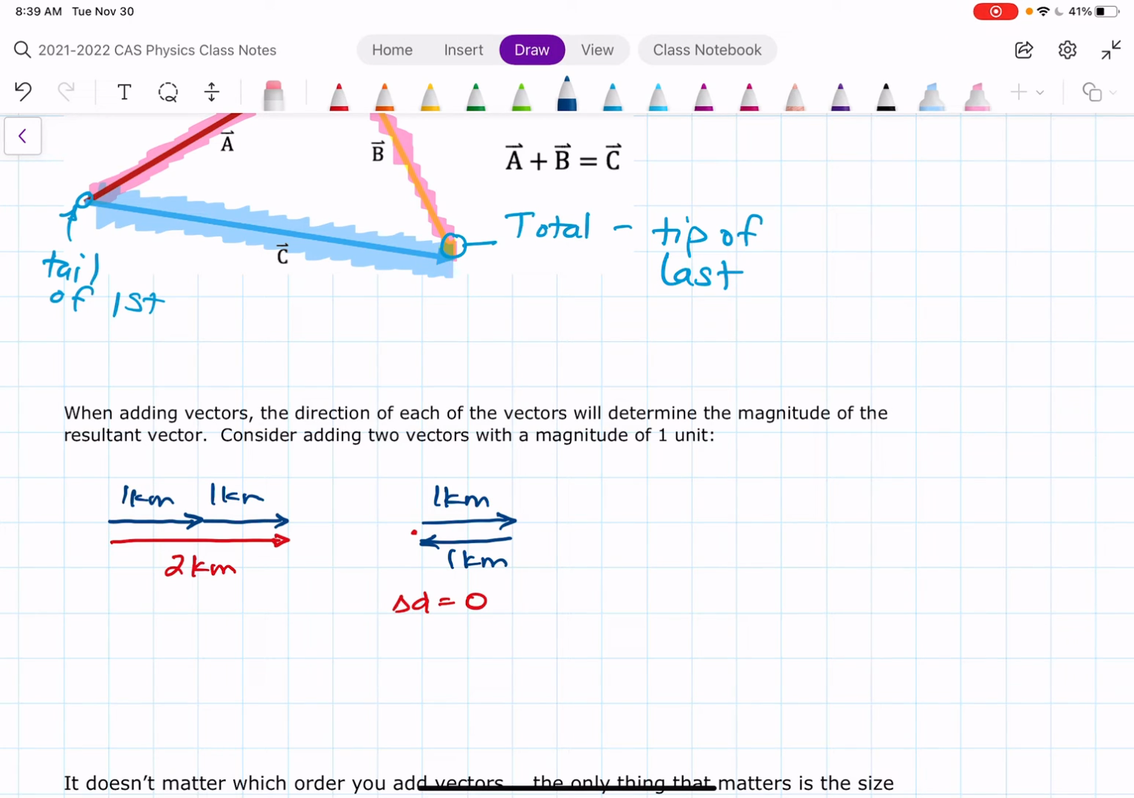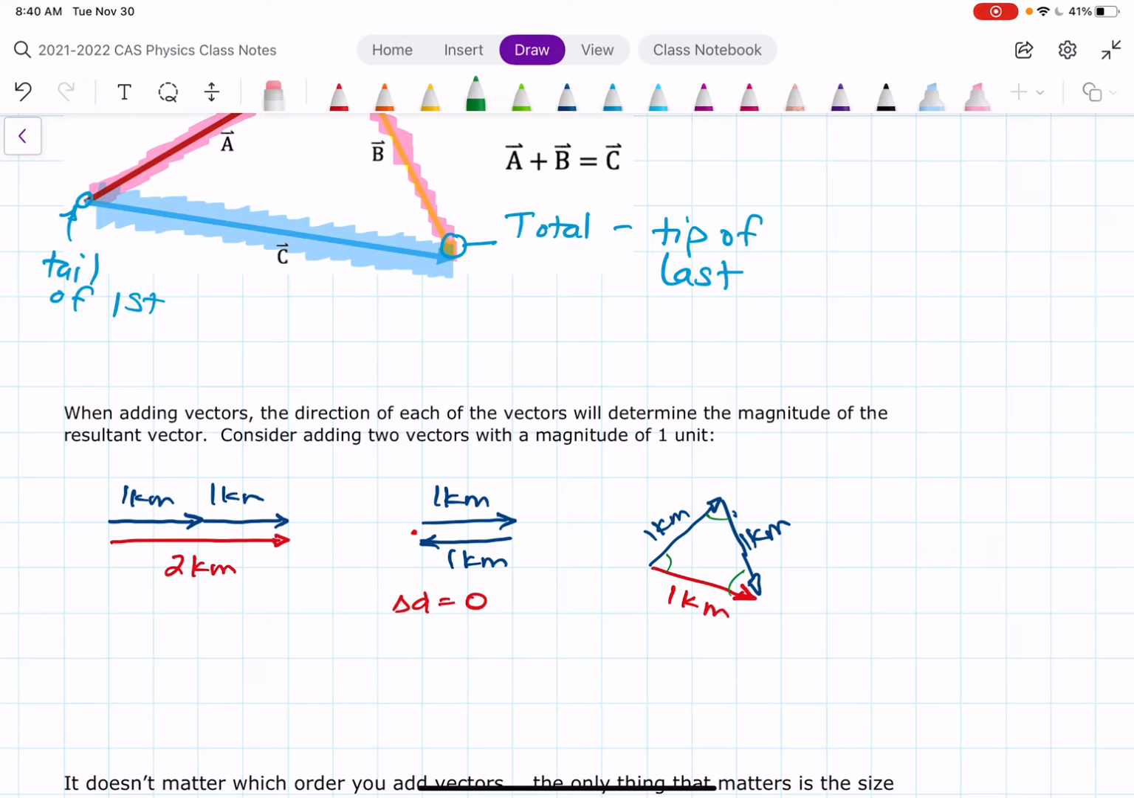Here's a third scenario. So you have a situation where you have the 1 kilometer like this, and then a 1 kilometer like this. I'm not doing a very good job of this. Let's say it's like this, 1 kilometer. And so the resultant is from the tail of the first to the tip of the last, so it's going to be this. It's also 1 kilometer, if I get my angles right. I'm assuming I've made this 60 degrees and 60 degrees. So we've got an equilateral triangle.